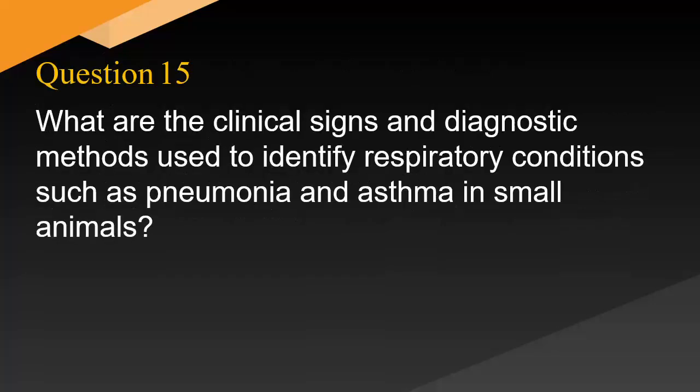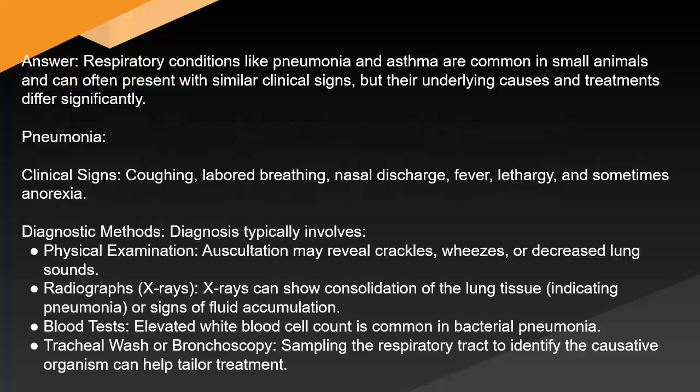What are the clinical signs and diagnostic methods used to identify respiratory conditions such as pneumonia and asthma in small animals? Answer: respiratory conditions like pneumonia and asthma are common in small animals and can often present with similar clinical signs, but their underlying causes and treatments differ significantly. Pneumonia. Clinical signs: coughing, labored breathing, nasal discharge, fever, lethargy, and sometimes anorexia.